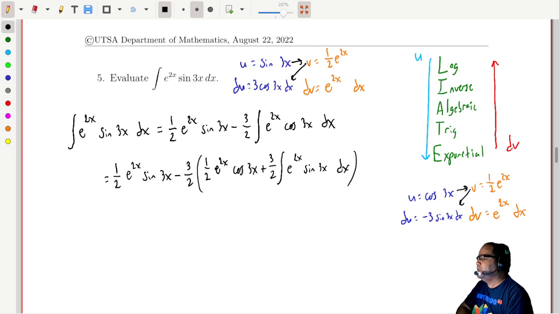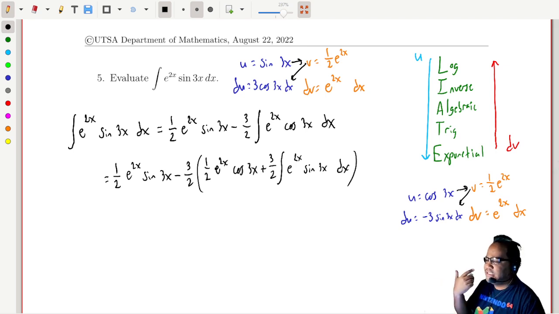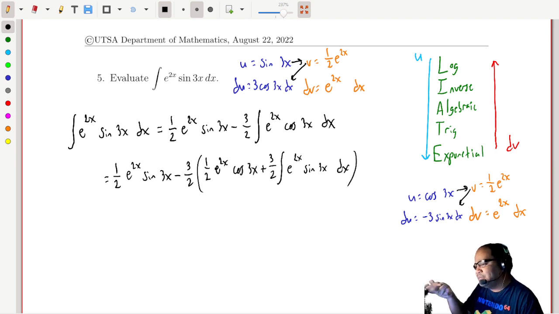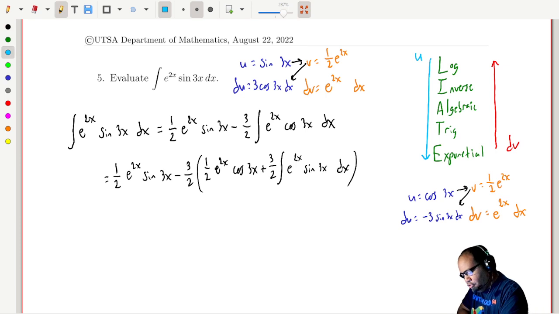That just put me back to where I started. Did I do something wrong? No. That's the punchline, okay? Remember that sine and cosine have this cyclic pattern of derivatives. So this is to be expected. The cool thing is, our unknown integrand, our unknown function, right? We don't know how to integrate this guy. That's right here. It showed up again.